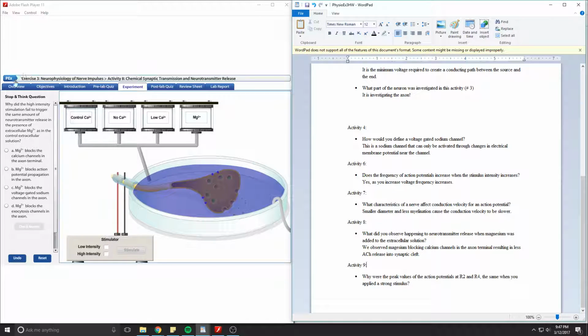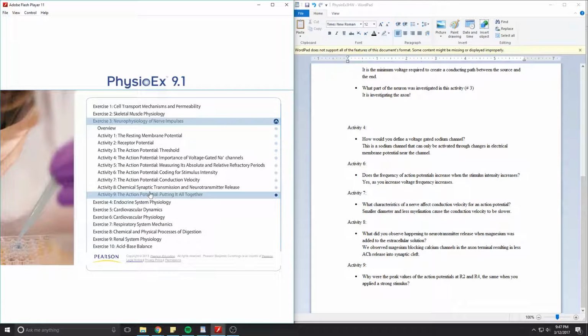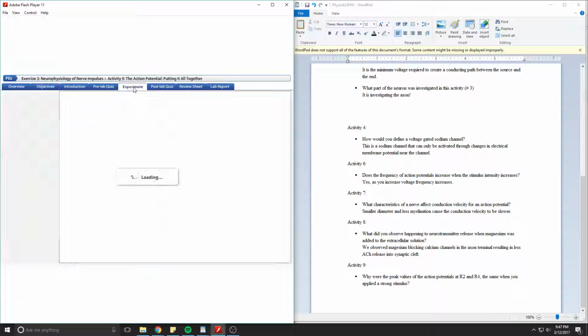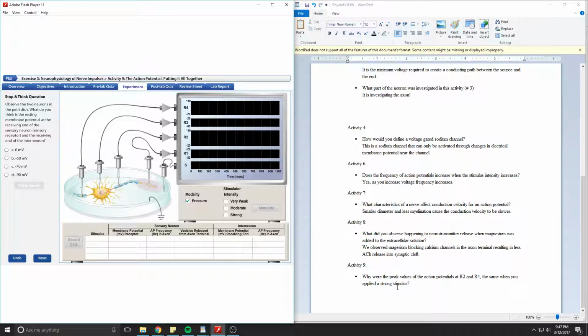And last, and certainly not least, activity number 9. Let's go to the experiment. Okay, that's the question. Why were the peak values in the action potential of R2 and R4 the same when you applied a strong stimulus? Okay, let's find out. Observe the 2 neurons in the petri dish. What do you think the resting membrane potential is at the receiving end of the sensory neuron and the receiving end of the interneuron?